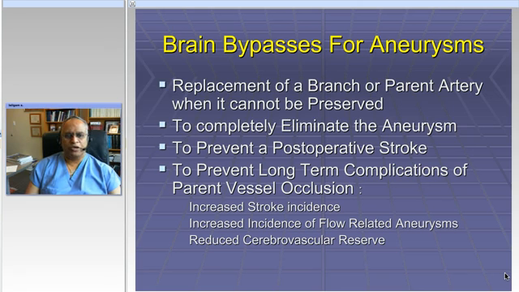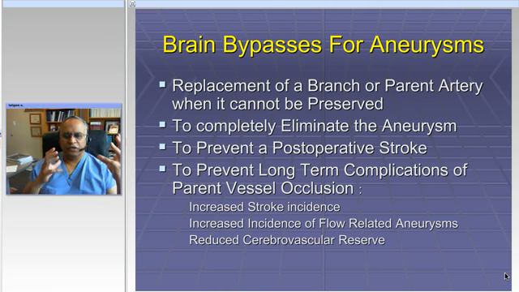So at this point, we're going to move on to brain bypasses for aneurysms. Brain bypasses may be done in two basic situations. One is replacement of the parent artery, and the other is replacement of a branch. Obviously, the goal is to eliminate completely the aneurysm, and you also want to prevent the occurrence of a postoperative stroke. There are also certain long-term complications of parent vessel occlusion.